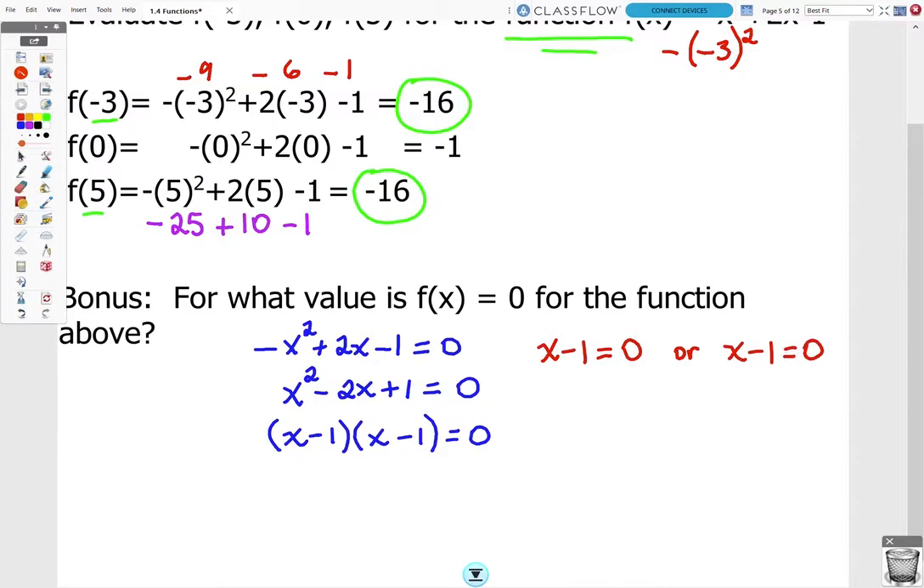So we set each one equal to 0. Now you're probably thinking, you didn't really have to do that. And you're right, because they're exactly the same. You can just solve it once. So for that matter, I add 1 to both sides. I get that x is equal to positive 1. So when x is equal to 1, the whole function is equal to 0.